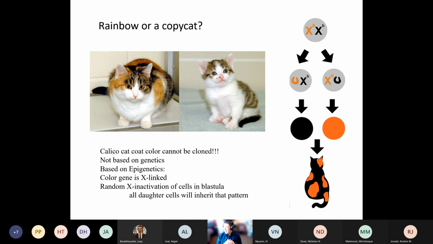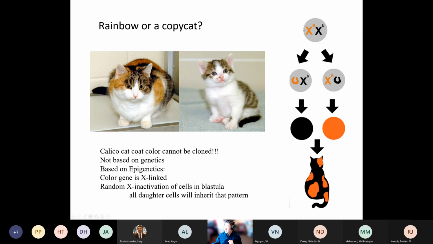It's determined by epigenetics. Let me explain what happened in the calico cat. To start, this color pattern is only for female cats, not for male cats. The male will be either orange or black. The male just doesn't have this kind of color combination. The pattern only occurs in females. Why? Because the color gene is encoded on the X chromosome.